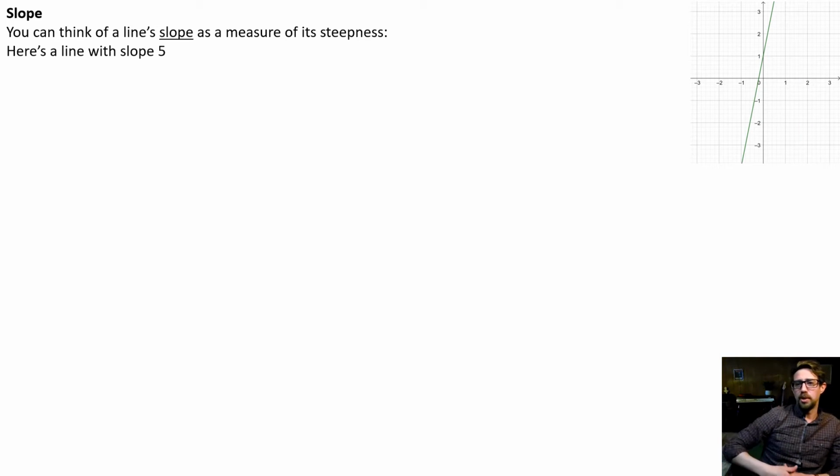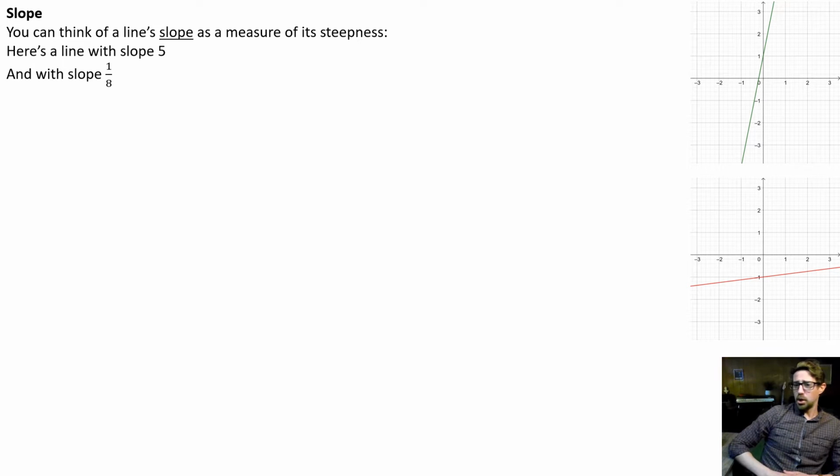Every line has slope, but here's a very steep line and it has slope 5. So 5 isn't a big number, but it makes for a very steep line. We always go from left to right. So this line goes up as we go from left to right, or ascends. So it has positive slope and it goes up pretty steeply, right? So it has pretty high positive slope.